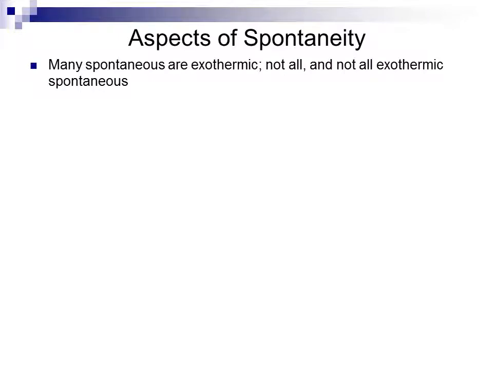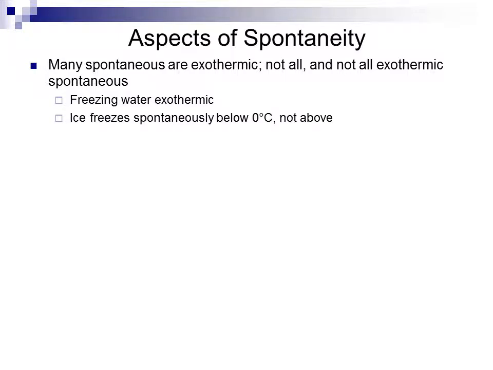Now, aspects of spontaneity: many reactions that are spontaneous are exothermic. Not all reactions which are spontaneous are exothermic, and not all exothermic reactions are spontaneous. For example, freezing water is exothermic. In order for water to freeze, it has to slow down, which means it has to give off energy. Water will freeze spontaneously below 0 degrees Celsius. However, above 0 degrees Celsius, water will not freeze. It will just stay as water.